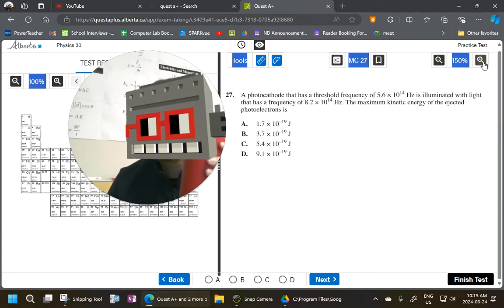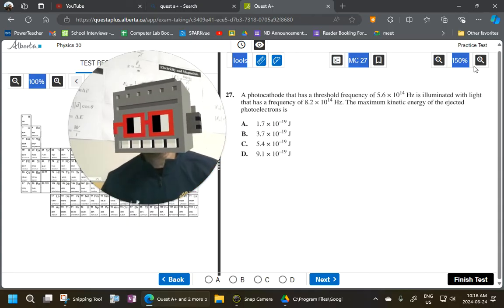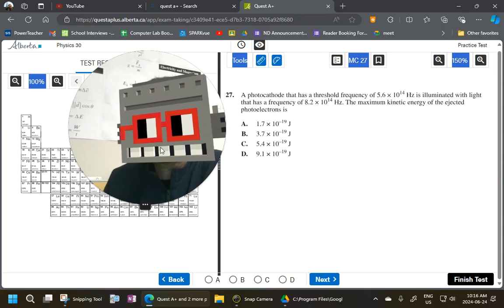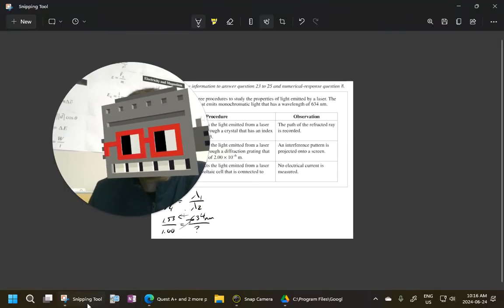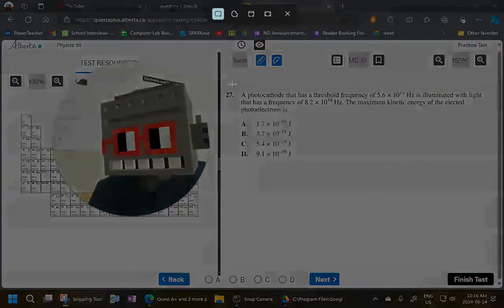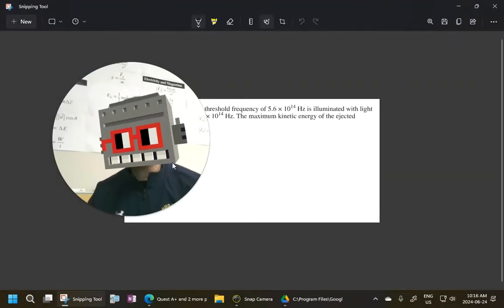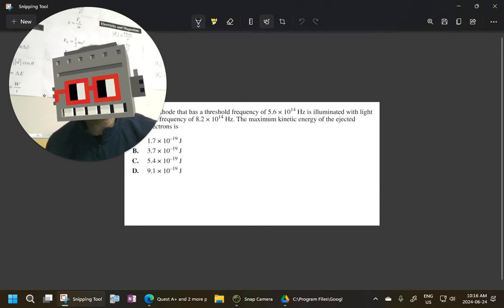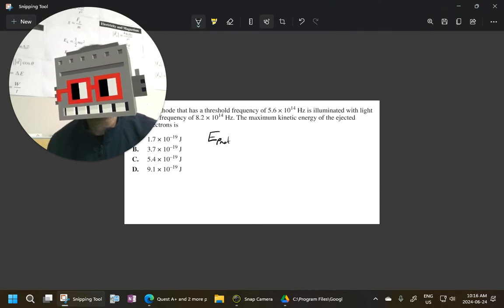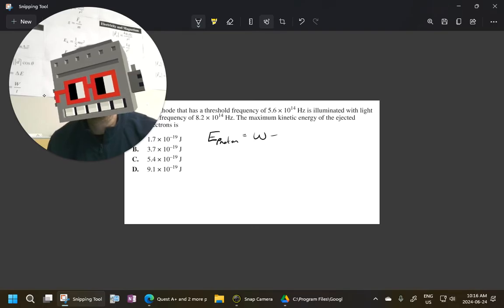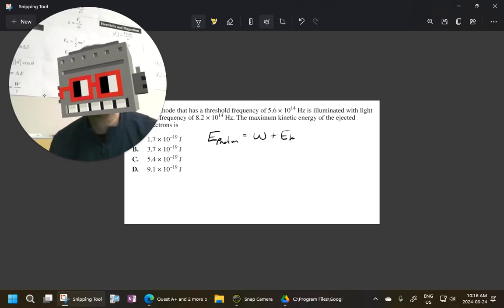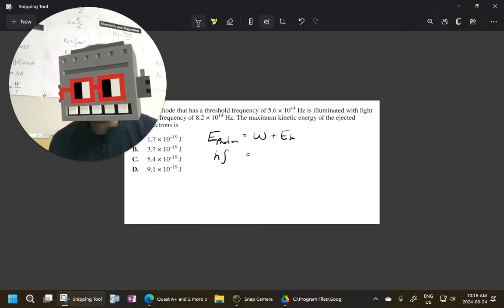All right. So photocathode has a threshold frequency. It's illuminated. What's the maximum kinetic energy? So remember, this formula is not on your formula sheet, so you're going to have to remember this one. All right, it's just conservation of energy. So the energy of the photon is equal to work plus the kinetic energy. So the energy of the photon, hf, because they give us the frequency, work function is hf naught, my threshold frequency. And we're just going to rearrange it.